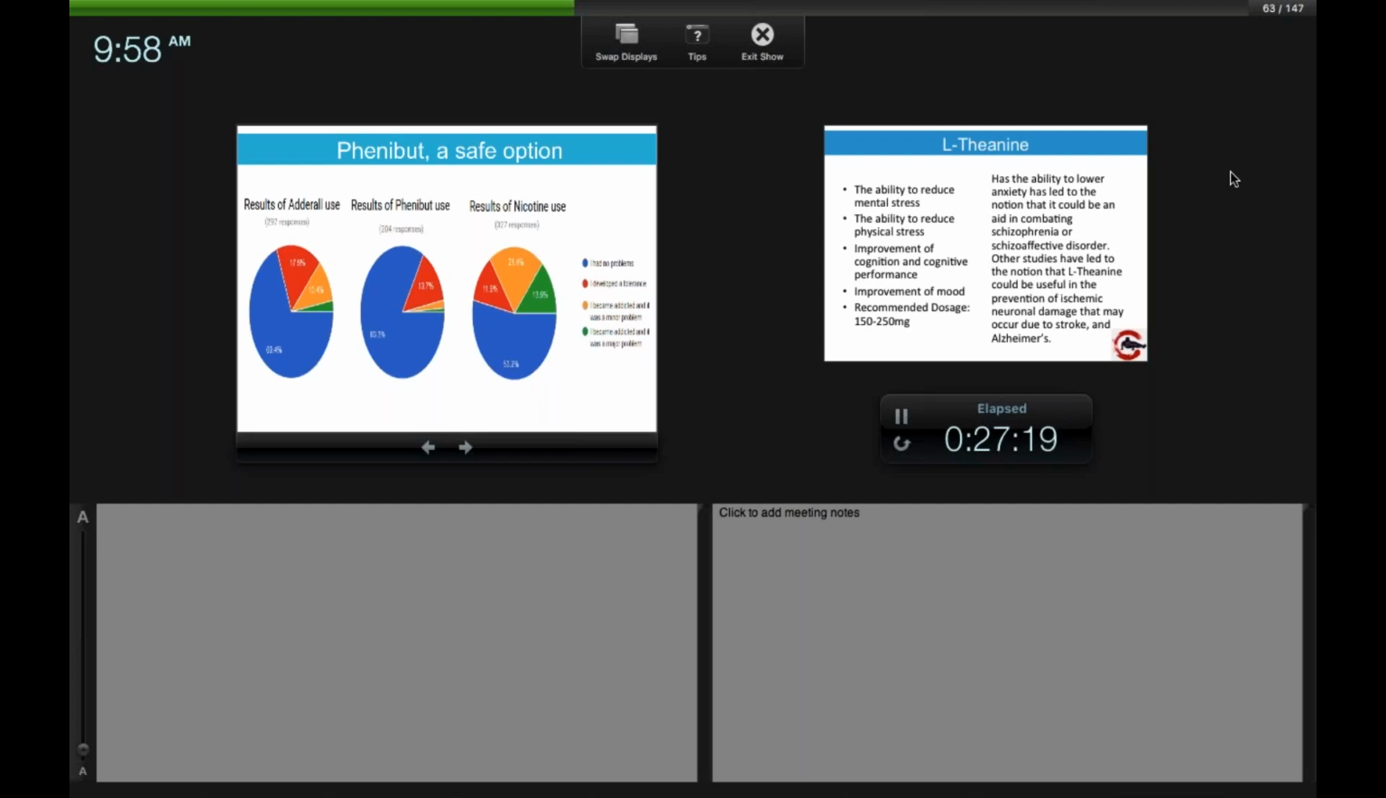I'd love that. But nicotine, if you look at it, 21.4% became addicted, and it was a minor problem. Fenibit, it was a fraction. It was like maybe 2%. And the people who had a major addiction with nicotine was 13.5%. People who became addicted to Adderall, 10.4%. And then, once again, you can see no one had a major problem with Fenibit.